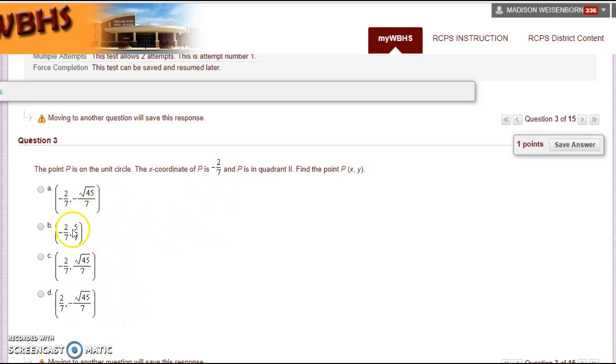and I can create a right triangle using that, then do Pythagorean theorem to find the other point. The other thing you could do is you could go through each of these choices and do x squared plus y squared and see if it equals 1. Both are good things to do because you'll have to do those on your test.